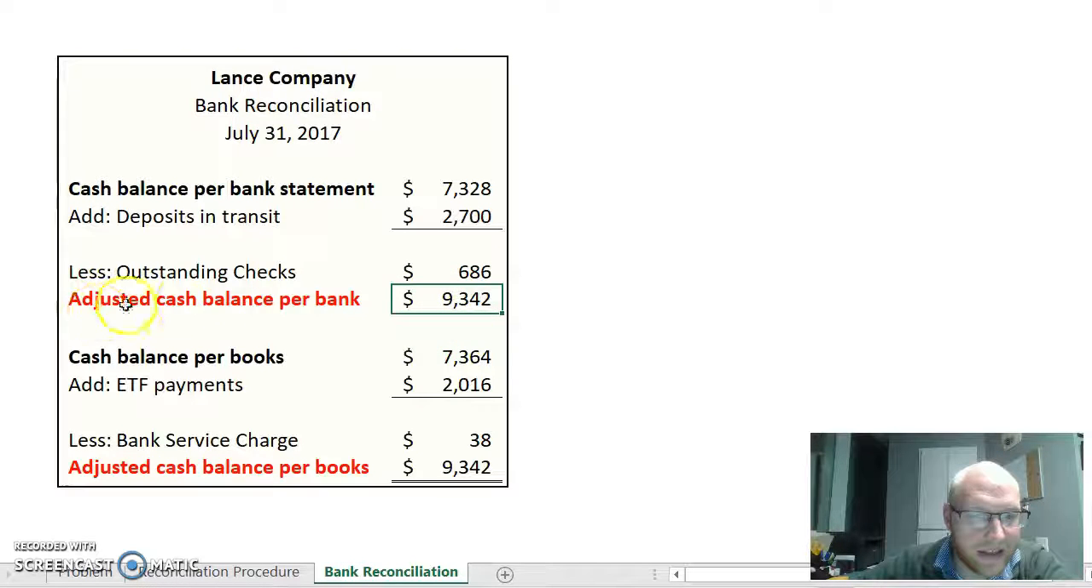So now we see that the adjusted cash balance per bank and the adjusted cash balance per book are equal for $9,342, and we have resolved the problem we have.